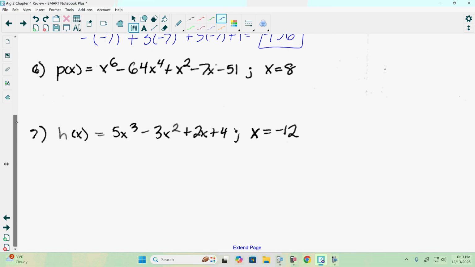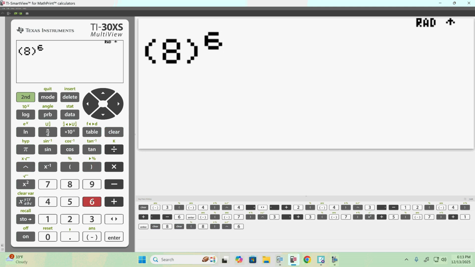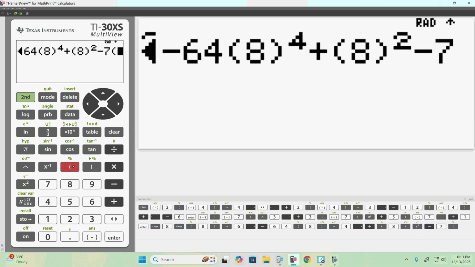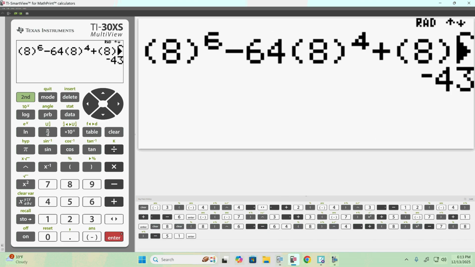For number 6, p of x, and we want to know when x is 8. Again, all we're doing is replacing every x in p of x with 8. After we do that, we take the calculator and type it in. 8 to the 6th minus 64 times 8 to the 4th plus 8 squared minus 7 times 8 minus 51, which will give us negative 43.